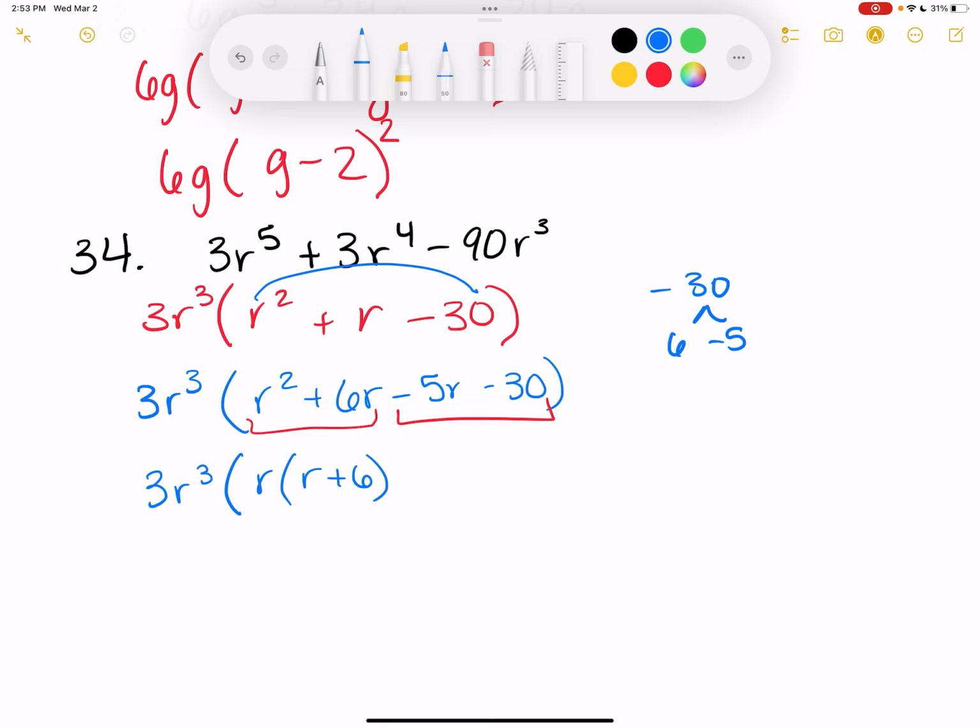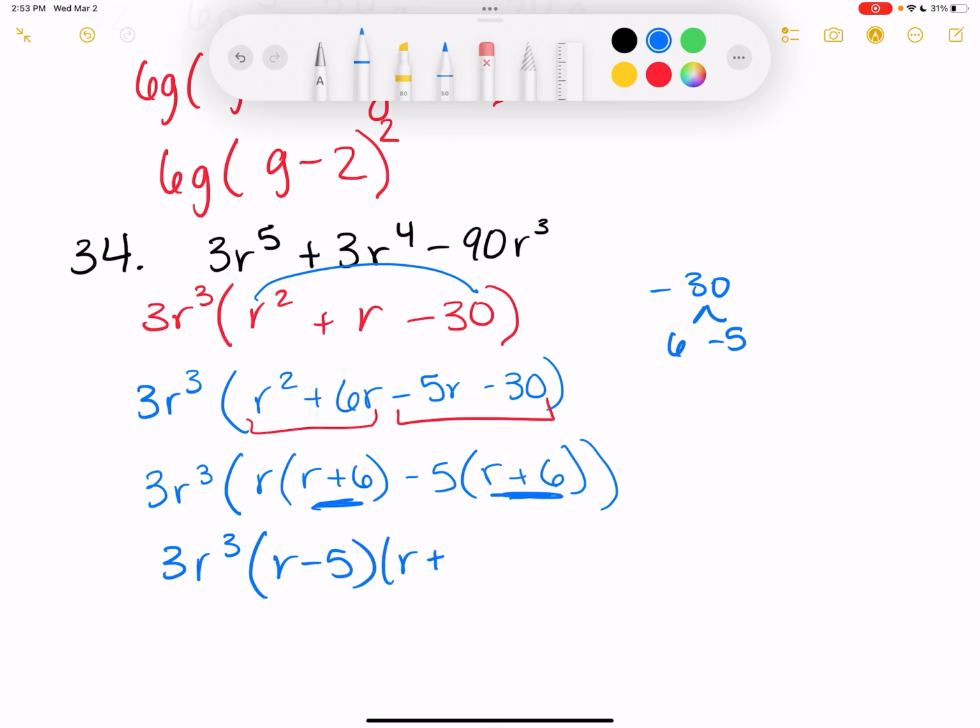What can I take out of these? Negative R. Negative 5. Leaves me with what? R minus 5. Say it. Come on. R minus. Okay, now, same pieces here, same pieces here. So, 3r cubed keeps getting copied down: R minus 5 times R plus 6.